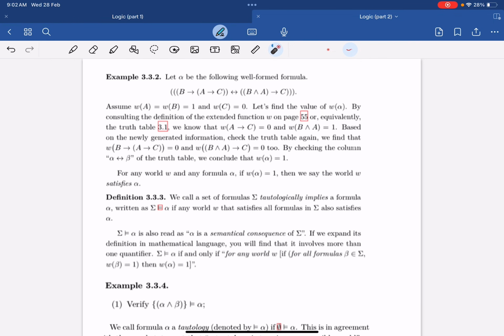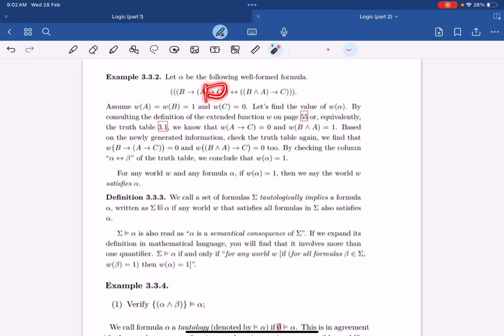Let's take another example. So we have the following alpha as the well-formed formula. And we know that the world of, in this case, A equals 1. So this is a true proposition, and this is a false proposition. Then what is the value of this formula? By the definition of the extended function, because we know that there will be only one such function, you can work out the inside first to simplify it, and it will always remain the same.